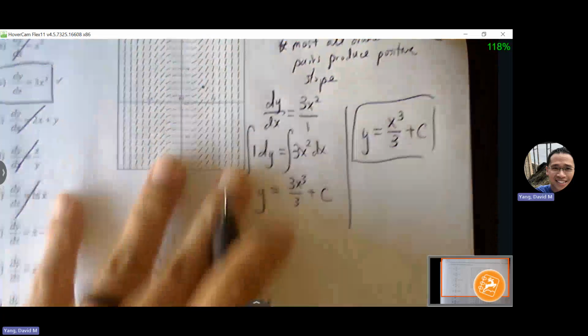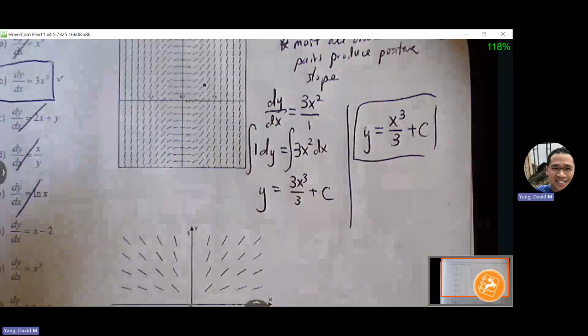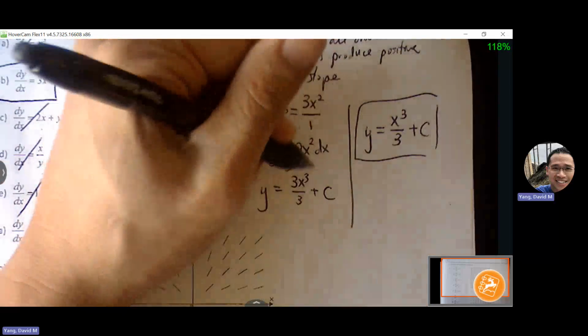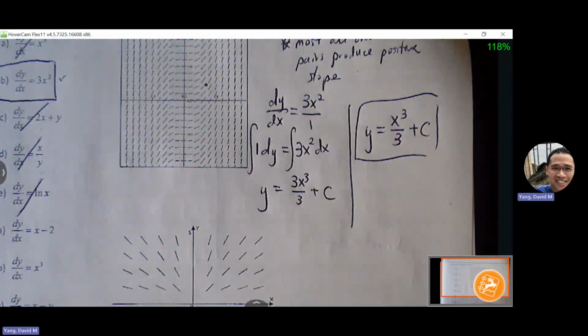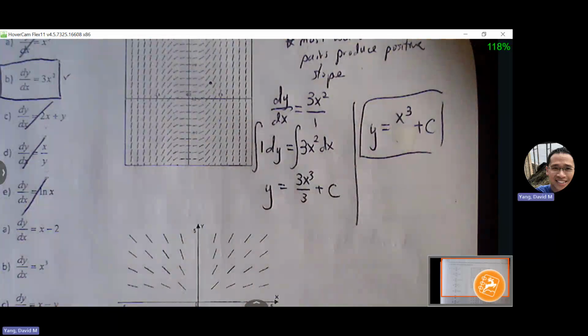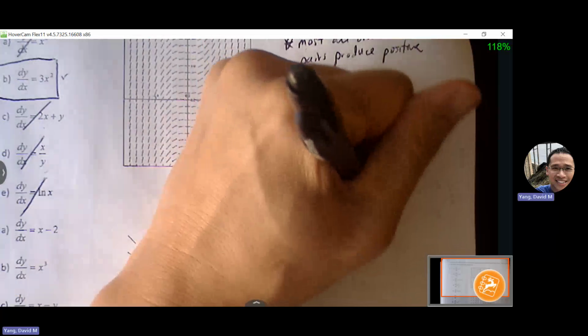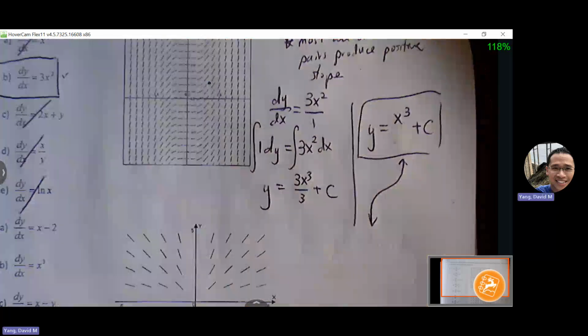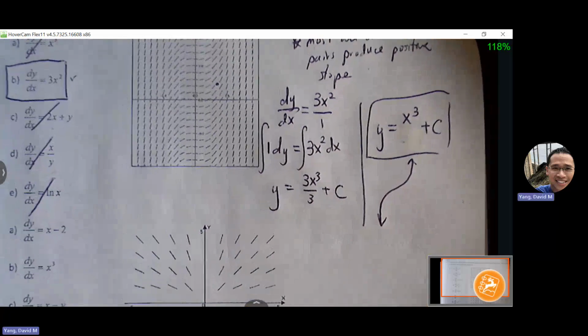Now this is a cubic function, right? Oh, sorry. I don't think it's x cubed over 3. It's just x cubed. Remember that. Just x cubed plus c. Yeah. Now that's a cubic function, right? Cubic function looks like this. Right. All right. Do you see that shape showing up?